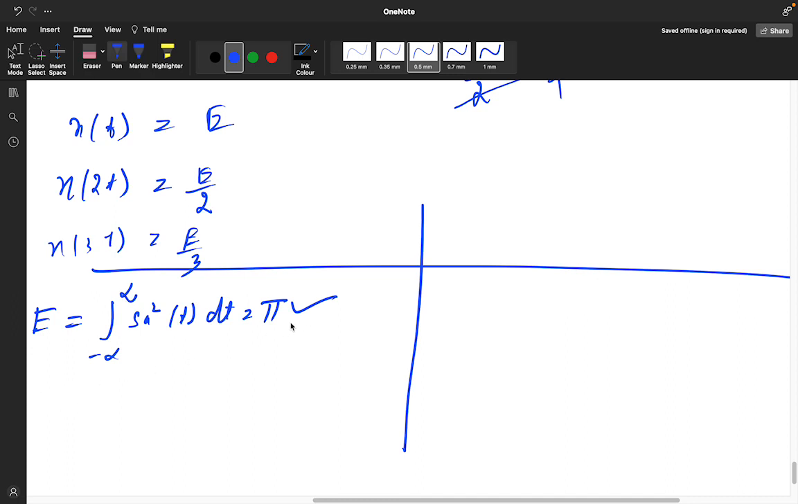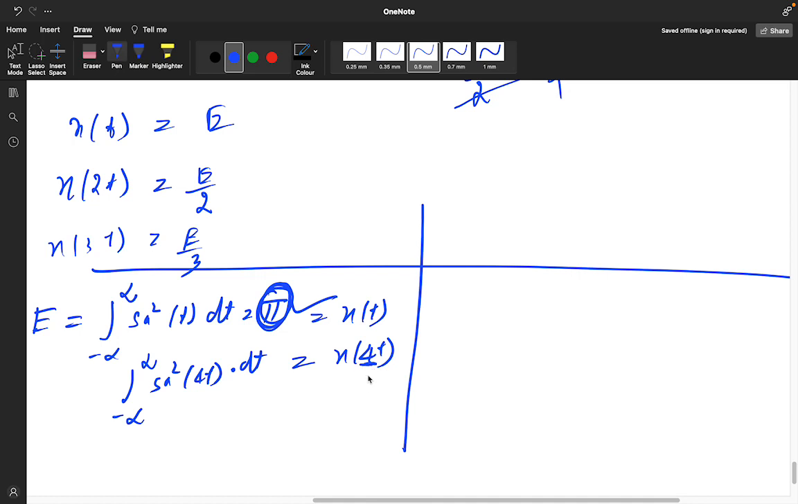And I told you, suppose this is your x of t equation. If it is x of 4t, how will the equation look? Minus infinity to infinity, sampling square 4t into dt. Here the energy is coming as pi, but due to the scaling factor, your energy will be divided by 4. So what will the result be? Pi by 4.